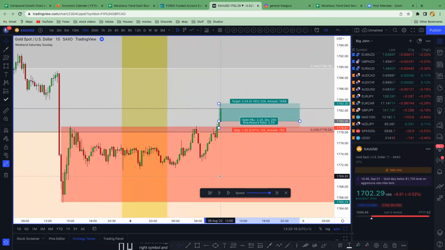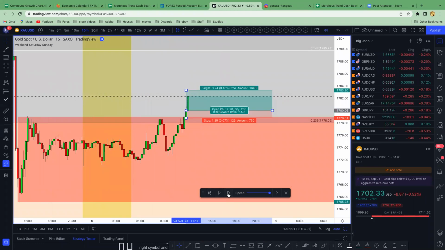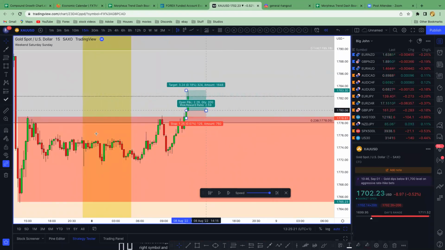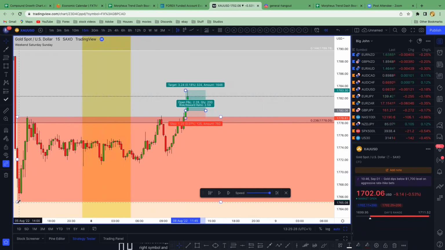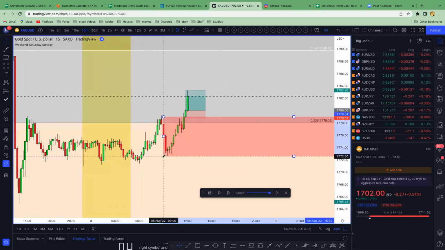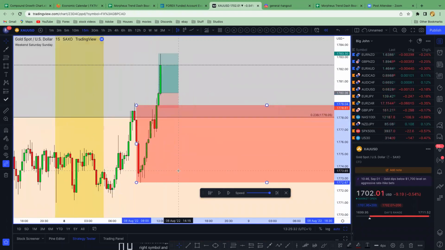So let's just keep seeing. So this was already a winning trade there. Let's just bring this in. And then now that this is a winning trade, where's our swing high and swing low? So we can see our swing low is here. And then we just got to wait for our swing high to form.